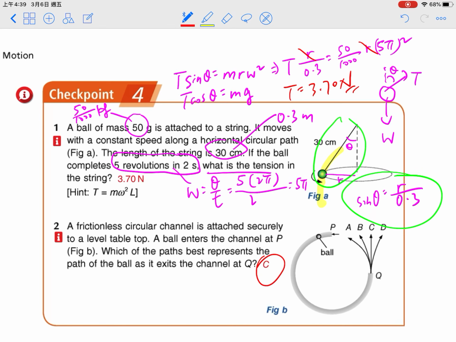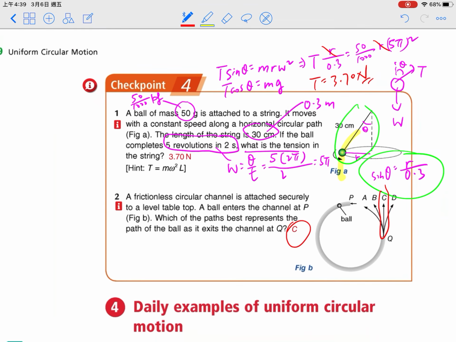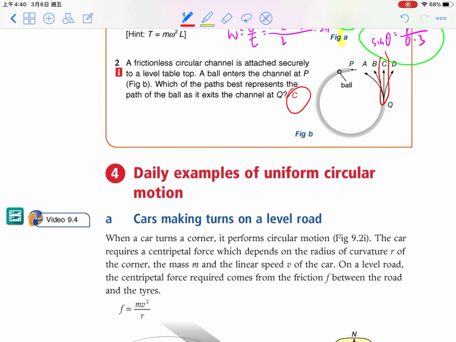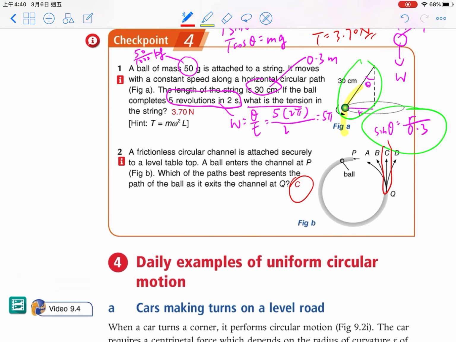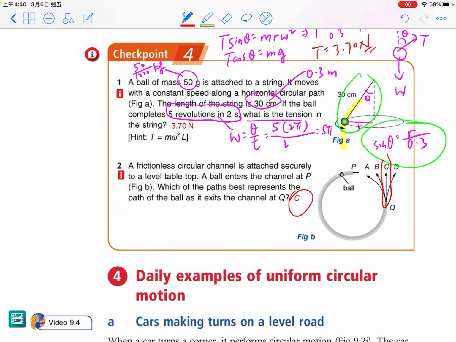And for question 2, C, go in a straight line. Because of inertia, no net force, so you move in a straight line. Okay, so this is the first half of chapter 9.2, and the next half will be examples of this circular motion.